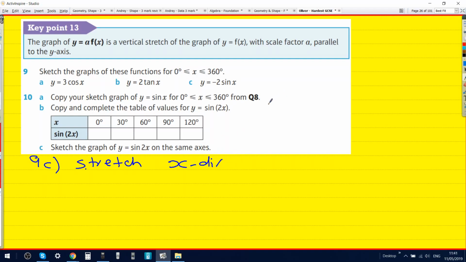So let's say, you have the old x was 90 degrees for sine. So it now becomes 2x equals 90. So what is the new x? 45. And so what's the scale factor? A half. Yeah.